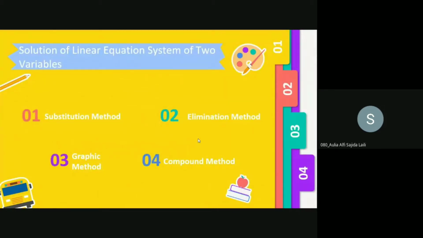Solution of linear equation system of two variables. The first is the substitution method. Second, the elimination method. The third, the graphic method. The fourth, the compound method.